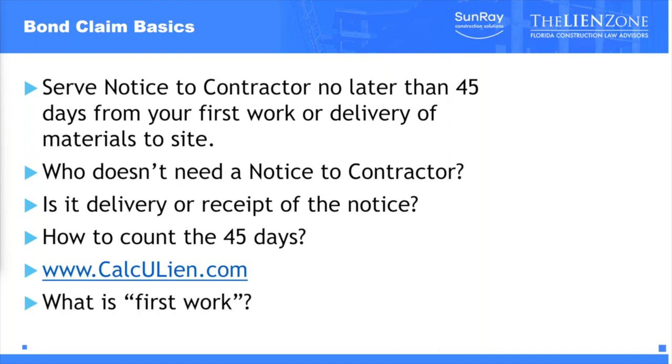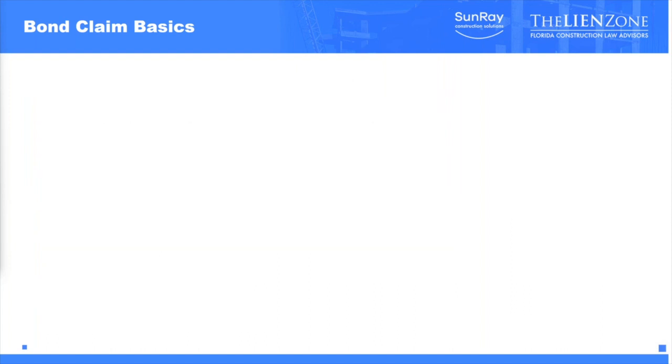And then the other question we get sometimes is what is first work? And again, just like with the notice to owner, you can serve this notice to contractor the day of or after you sign the contract for the work, and no later than 45 days from your first work or delivery of materials to the site. So that's the notice to contractor, step one.